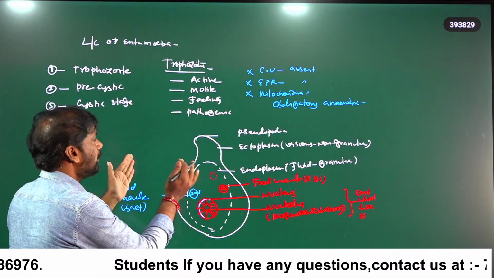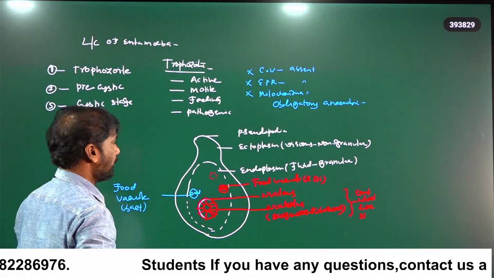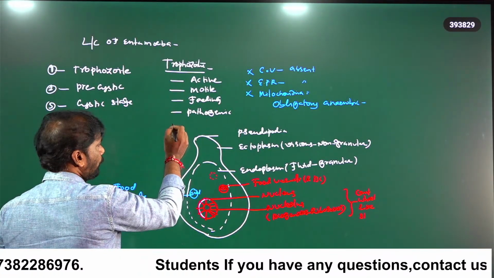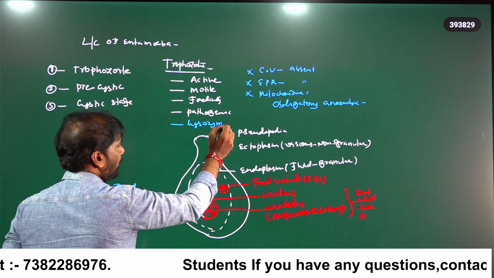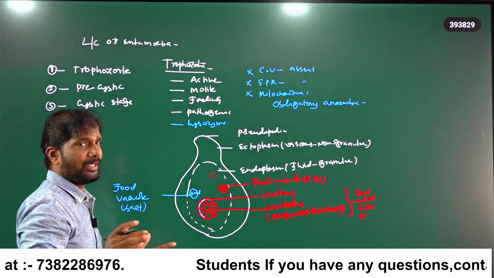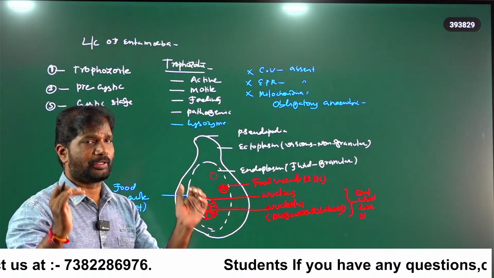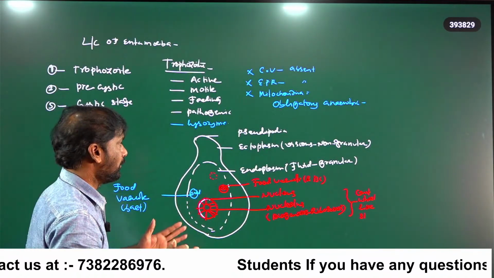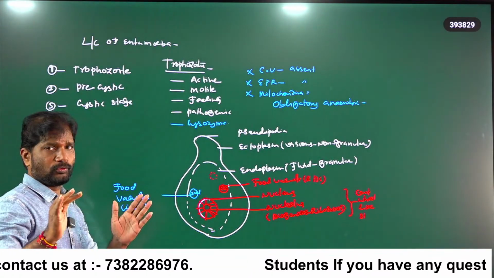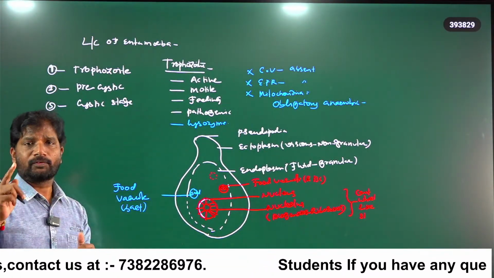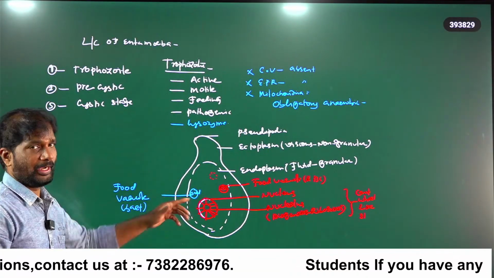Here this trophozoite secretes a lysozyme enzyme. By this lysozyme enzyme, it lyses the mucosa and submucosa of the large intestine. That's why it causes the disease. Okay, so that is the importance of the trophozoite stage. In the life cycle of Entamoeba histolytica, we have completed the trophozoite stage.